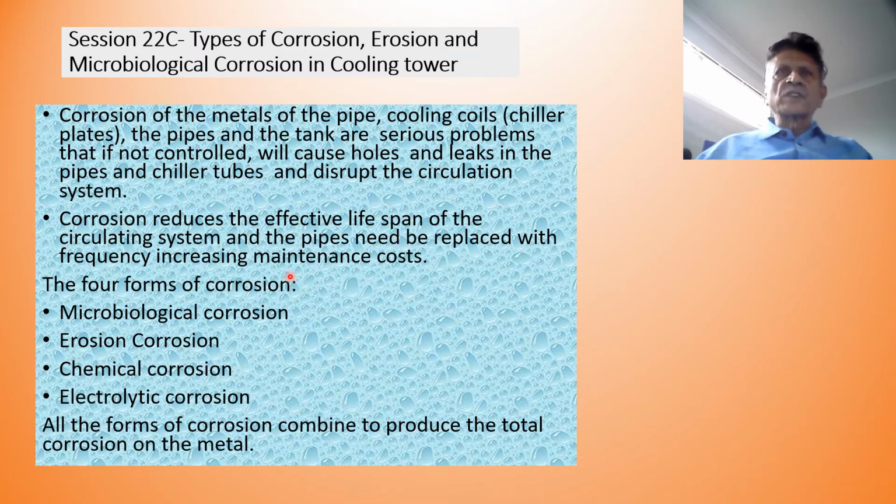There are 4 forms of corrosion for our purpose. The first is called microbiological corrosion. The second is called erosion corrosion. The third is called chemical corrosion. And the fourth is electrolytic corrosion. Each of these corrosions is discussed separately, along with how they are formed. All the forms of corrosion combine together and produce a total corrosion of the metal.